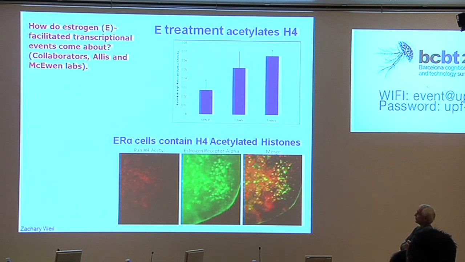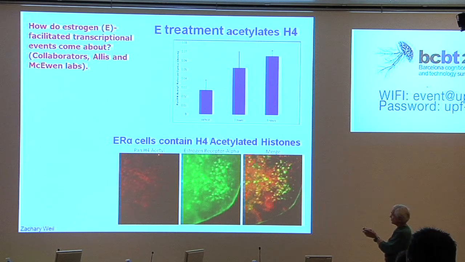You probably know that there's no such thing as naked DNA. DNA is always covered by chromatin, which are proteins, and an important part of these proteins are called histones. And we're dealing here with histone H4. What we've shown is that estrogen treatment acetylates histone H4, that's a pro-transcriptional step. And the way it does it is in these cells in the ventromedial hypothalamus.